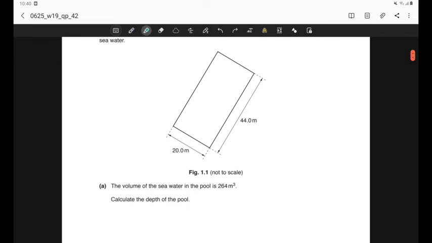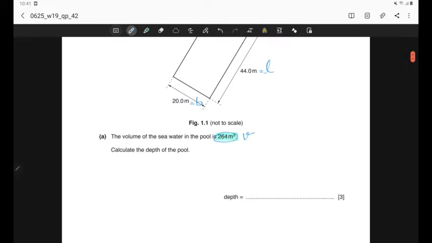Part A. The volume of seawater in the pool is 264 meter cube. Calculate the depth of the pool. So in this given question, the volume is given, and the length of the pool and breadth of the pool are also given, and we need to find out height or depth.